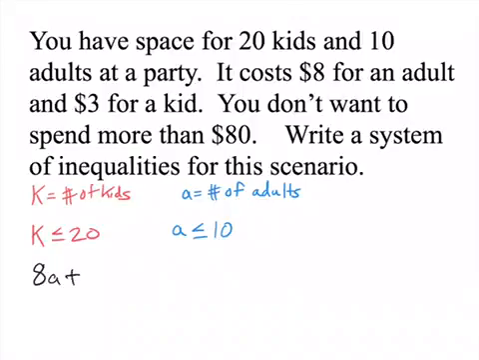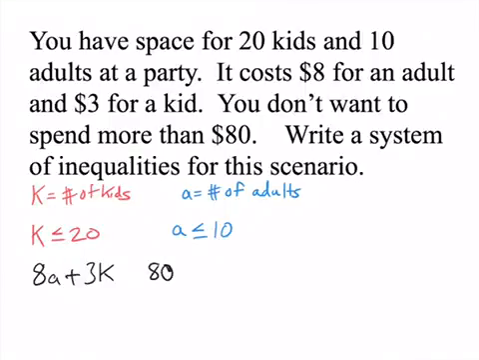Plus, I'm going to write the kids. Wouldn't kids be $3 per kid? So wouldn't $8 per adult plus $3 per kid add up to how much we're spending on this party? And what did the question say? We do not want to spend more than 80. So 80 is what we're looking for.